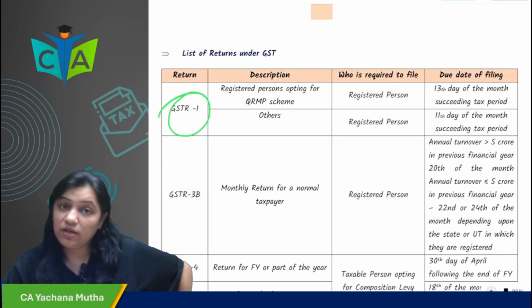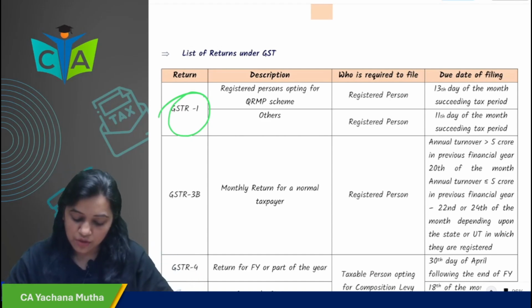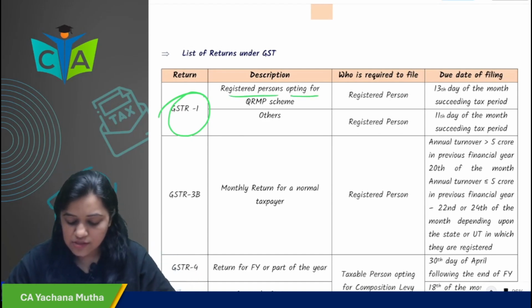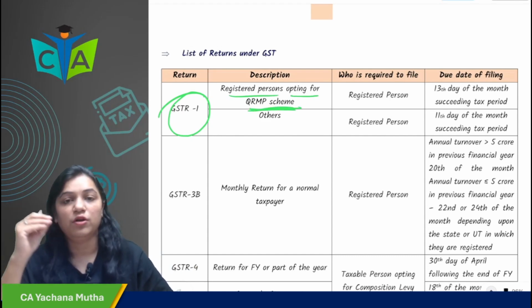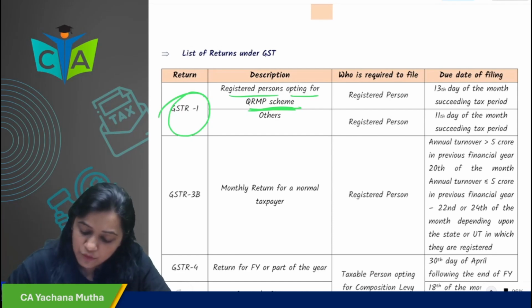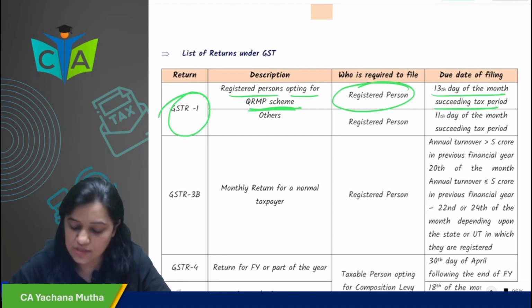GSTR1 is a statement of outward supply. For a registered person who is opting for the QRMP scheme, that is the quarterly return monthly payment scheme, the due date of filing is the 13th of the month succeeding the tax period.